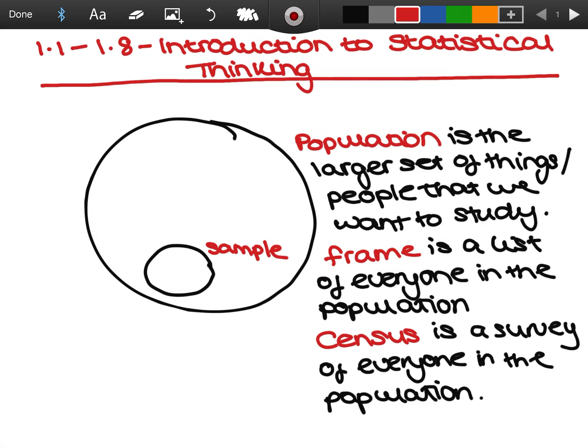Now, we conduct a census in the US every 10 years. It's being conducted this year, and basically they want to know about everyone that lives in the country.